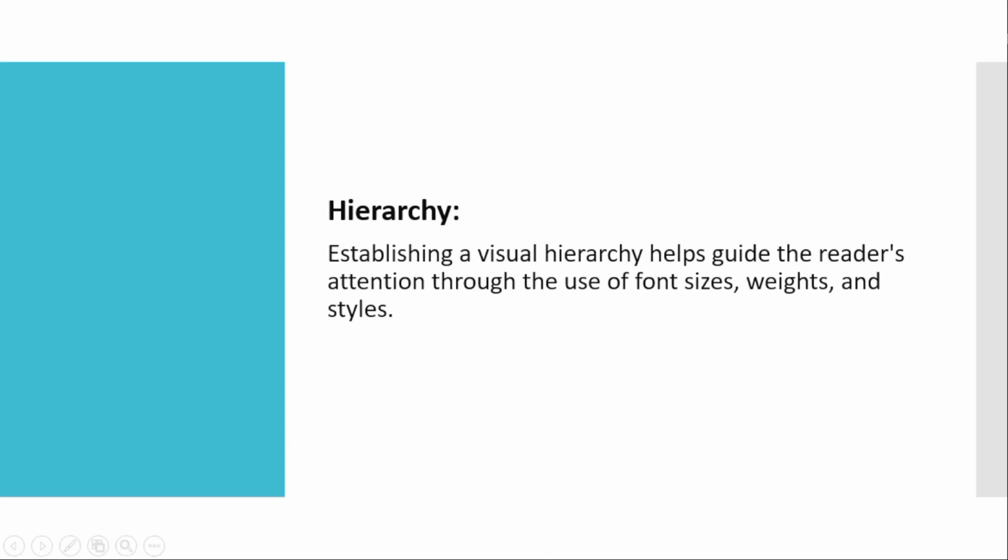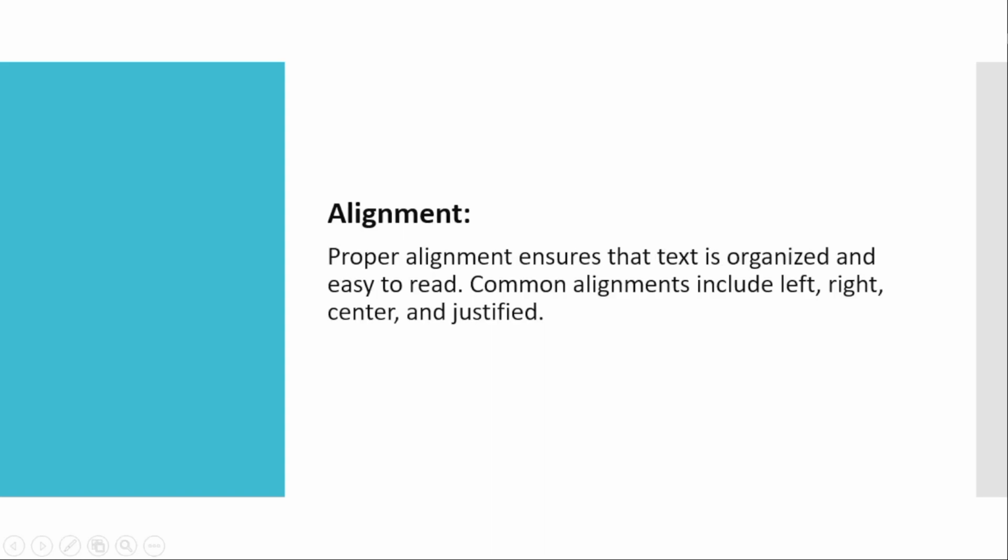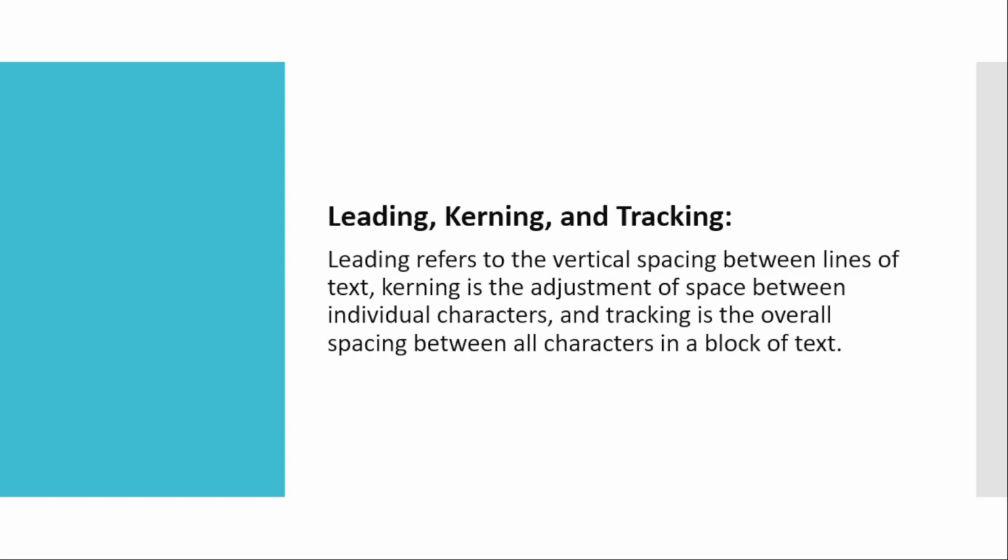Now, establishing a visual hierarchy, just as we said, involves alignment. Proper alignment ensures that text is organized and easy to read. Common alignments include left, right, center, and justified. Now, this is very, very important: leading, kerning, and tracking. Leading refers to the vertical space between lines of text, while kerning is the adjustment of the space between individual characters. I will take you through the exercise today.